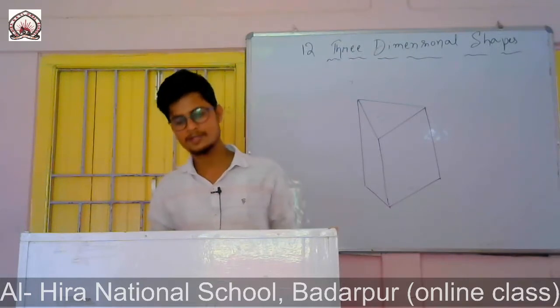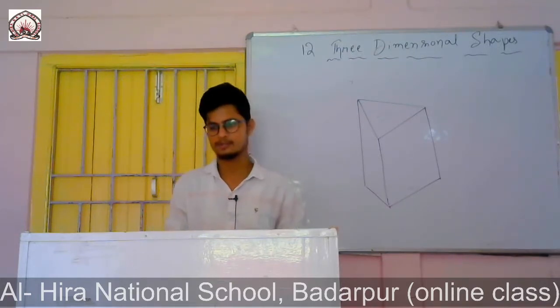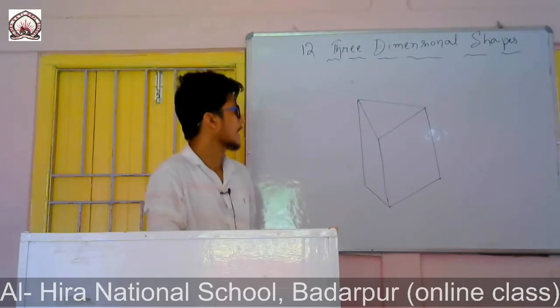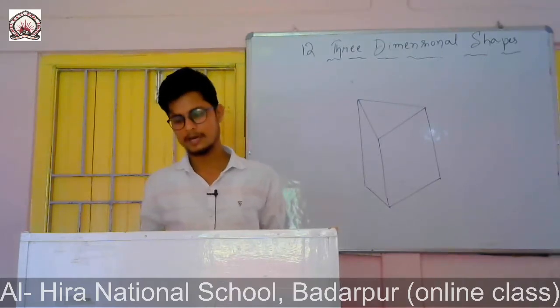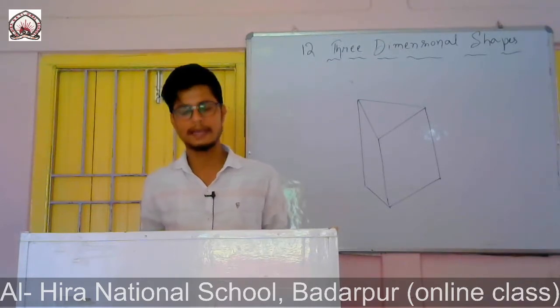A triangular prism has 5 faces, 6 corners and 9 edges. So if you count the number of faces, you will find 5. There are 6 corners and 9 edges.